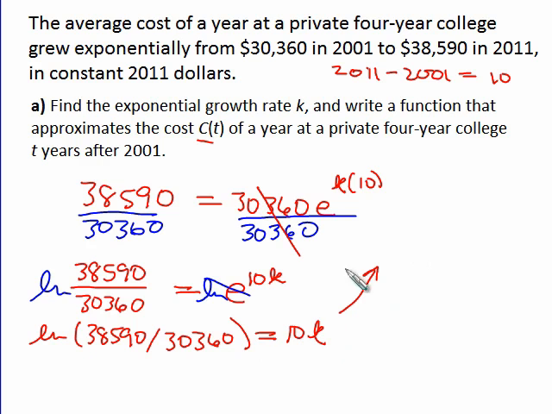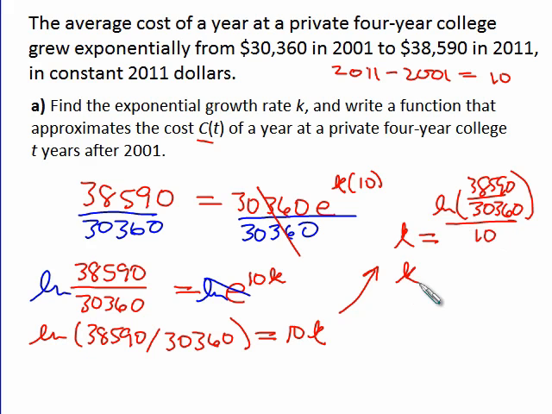So I'm dividing both sides by 10. This is what I need to type into my calculator: the natural log of 38,590 over 30,360. I need to find this value and divide it by 10, giving me a value of k, which is approximately 0.024. Alright, so the question asked me to find the growth rate, which I did, and then write a function. So let me change colors so you can see this function here.